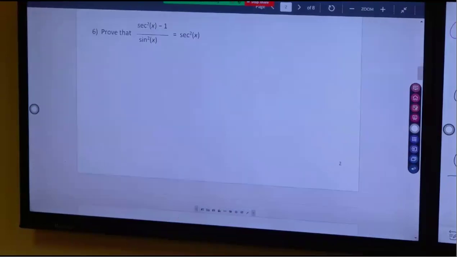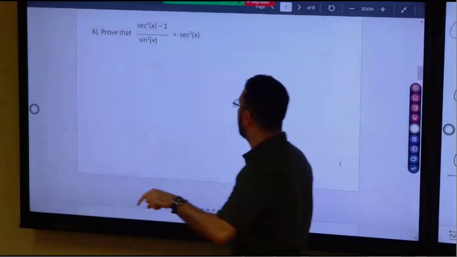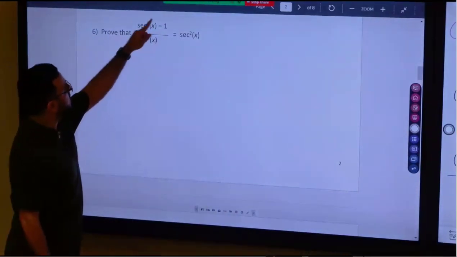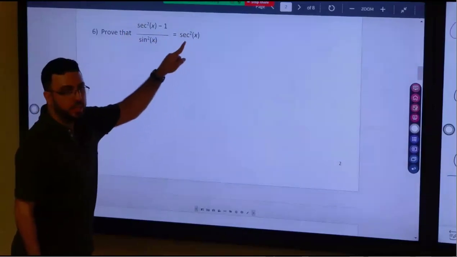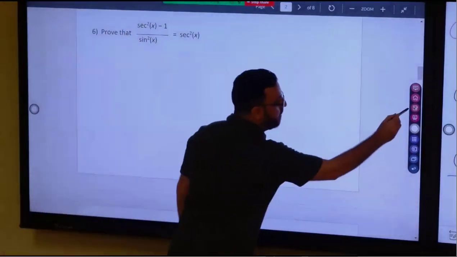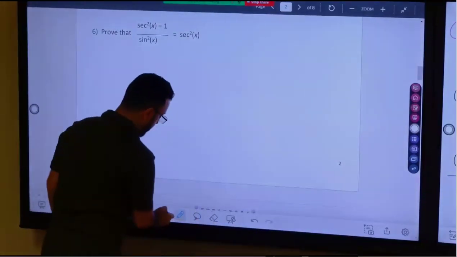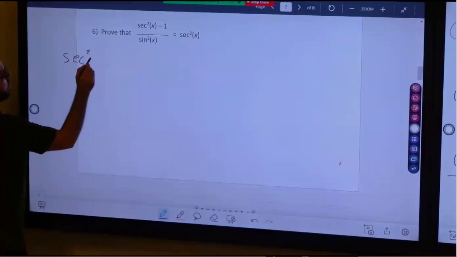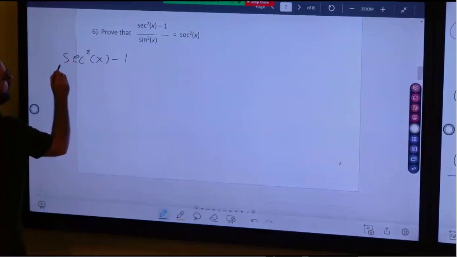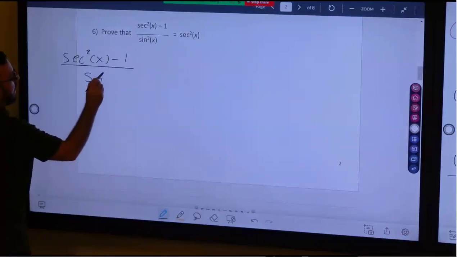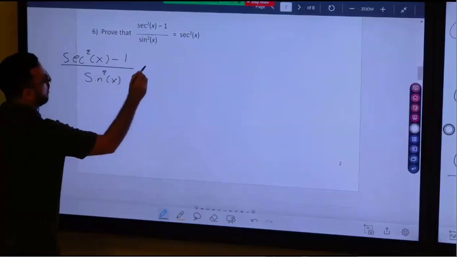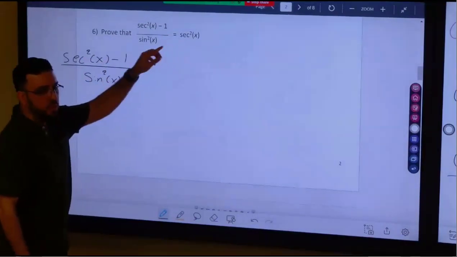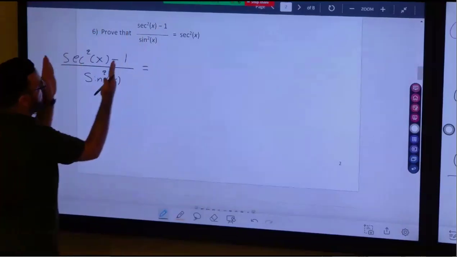I said all the keys are on the first page. Now, look here. I need to prove that this side equals secant squared. So I'm going to start with this side: secant squared x minus 1 over sine squared x. I'm not going to write equal, because I need to prove this side equals secant squared. So you see what I did? I'm just going to write down the first side.